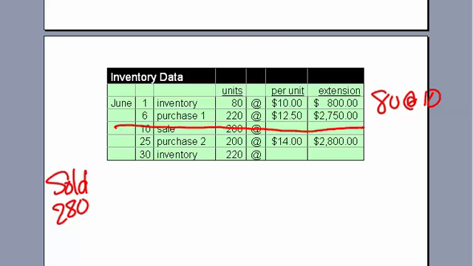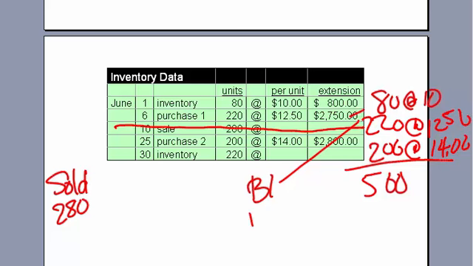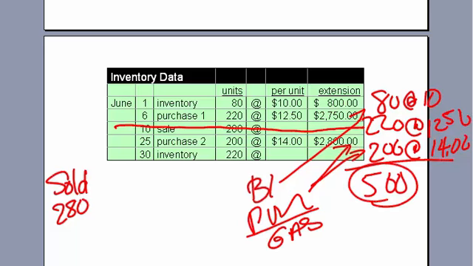So we've got 80 units at $10, and then we purchased 220 units at $12.50, and then we purchased 200 more units at $14. So we have 500 units that we physically have on hand. Well, if you go back to our original diagram, this 80 is the beginning inventory, and then our purchases, we've got 2 purchases, and that's going to give us goods available for sale. So we have 500 units in our goods available for sale.